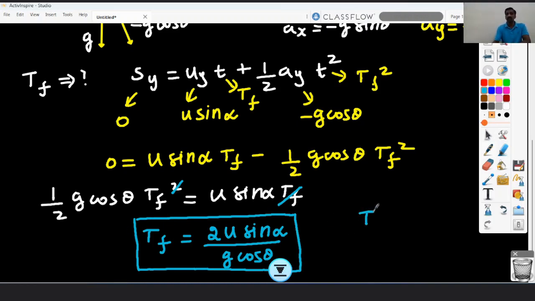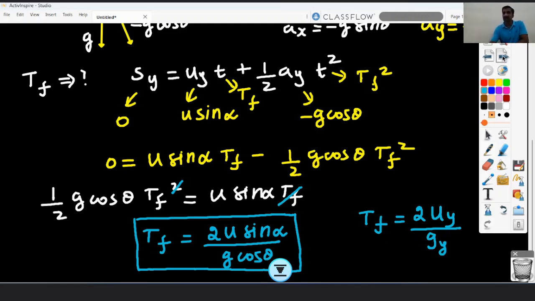To remember this in the exam, you can easily write 2 times the component of velocity along the y direction divided by the acceleration along the y direction. This will help you remember the time of flight. Going upward, ascent and descent, so we multiply by 2. Also, acceleration equals velocity by time, so time goes to the left hand side and g to the right hand side. Like that also we can remember.